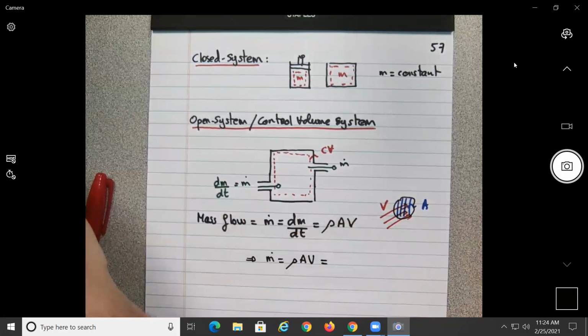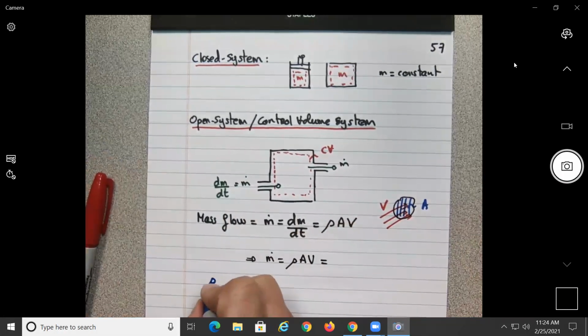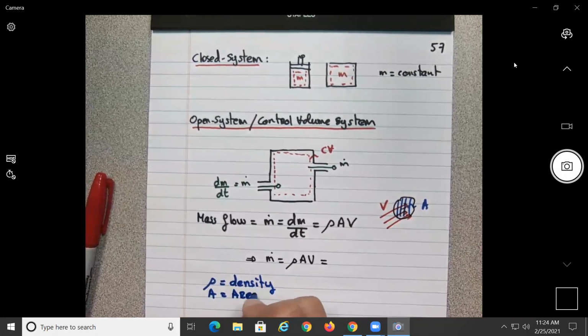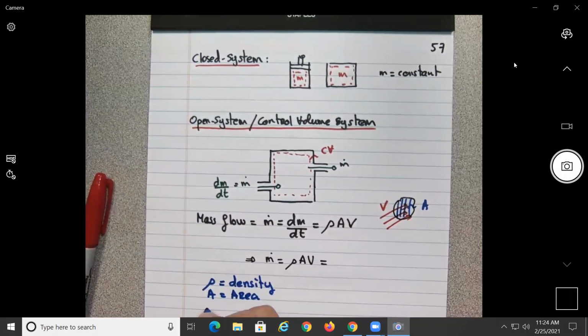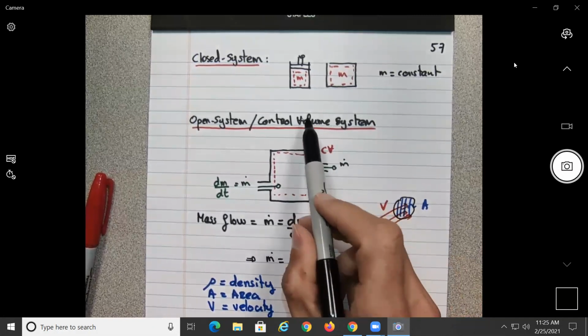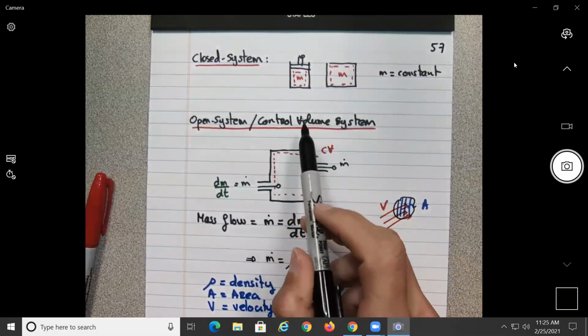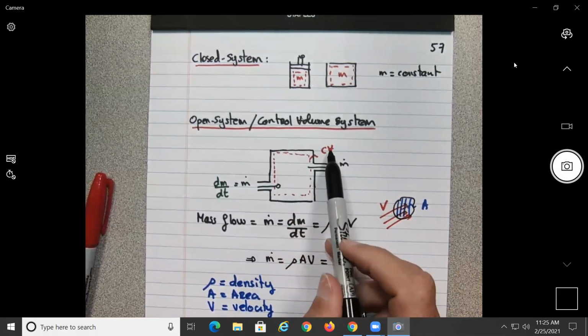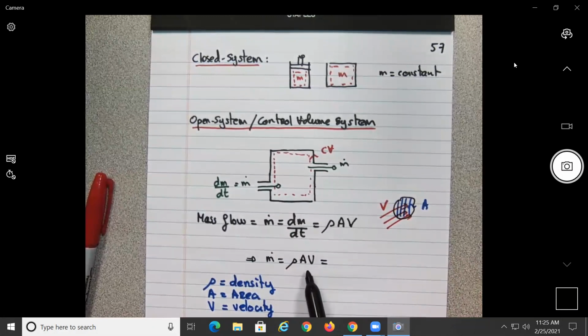Leave some space over here, where rho is the density, A is the area through which the flow is going, and V is the velocity. I don't know if you noticed that in this class my volume V's are always written with a bar in the middle to differentiate between volume and velocity. V with that bar over here is volume. V with nothing is velocity.